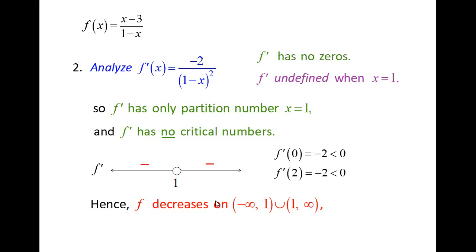All right, so we now know exactly where f is increasing or decreasing. And we see that there are no local max or local min values of f, since f is decreasing up to 1 and it is still decreasing after 1.